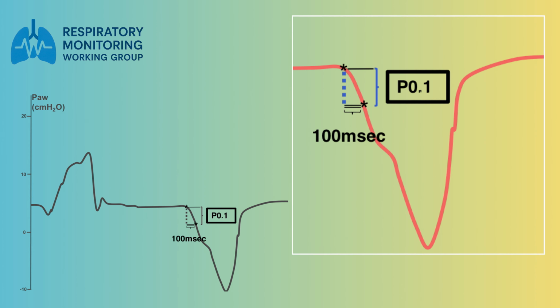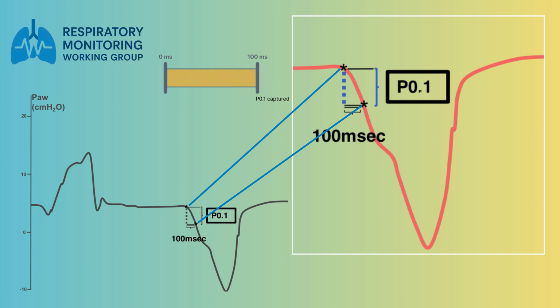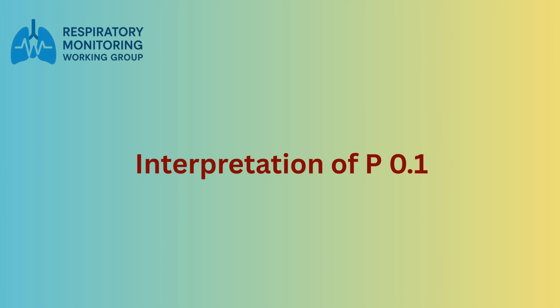P0.1 is the drop in airway pressure measured during the first 100 milliseconds of an inspiratory effort against an occluded airway. Interpretation of P0.1.